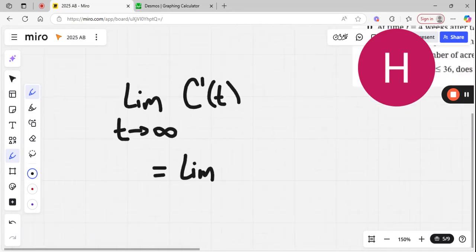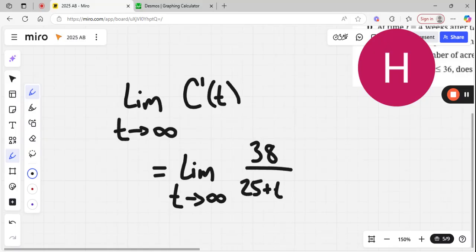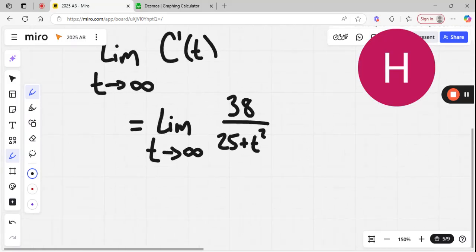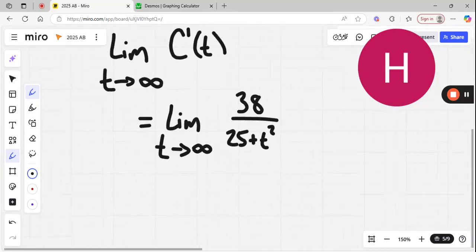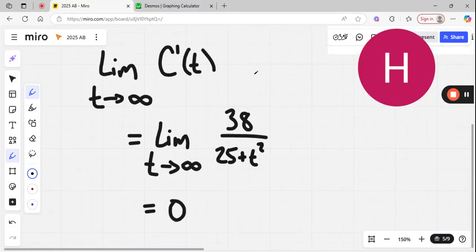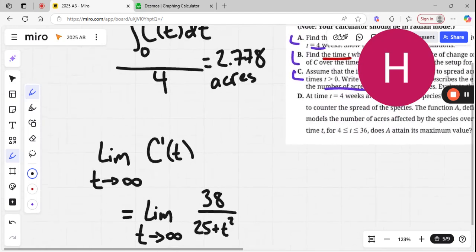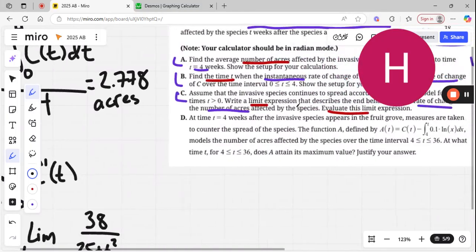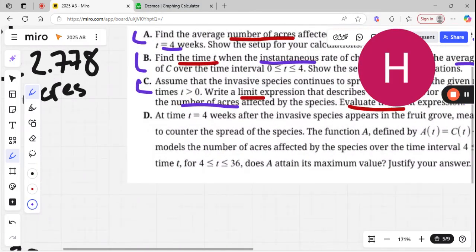So this one's kind of like not requiring a calculator. We're going to have 38 over 25 plus t squared. As t gets really big, the denominator there is going to get really large. And so the overall fraction is basically just going to go to 0. So at some point, this will not be affecting the fruit groves, but for now, it seems like they're affecting about 2 acres at a time, almost 3 acres at a time. Okay, last part, let's look at part D.